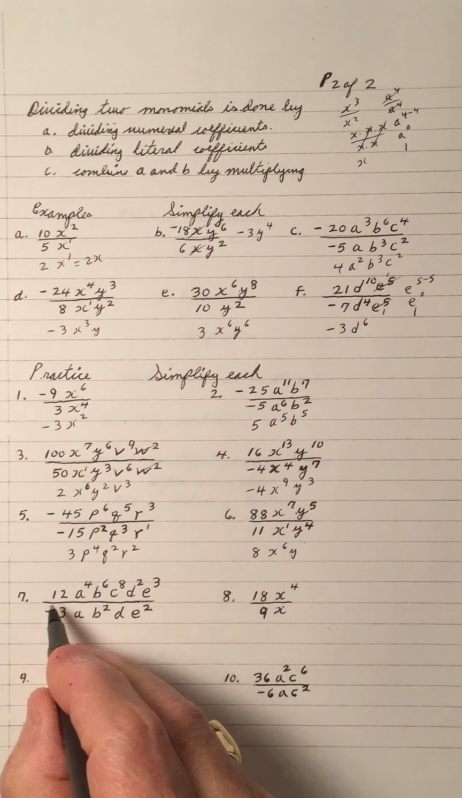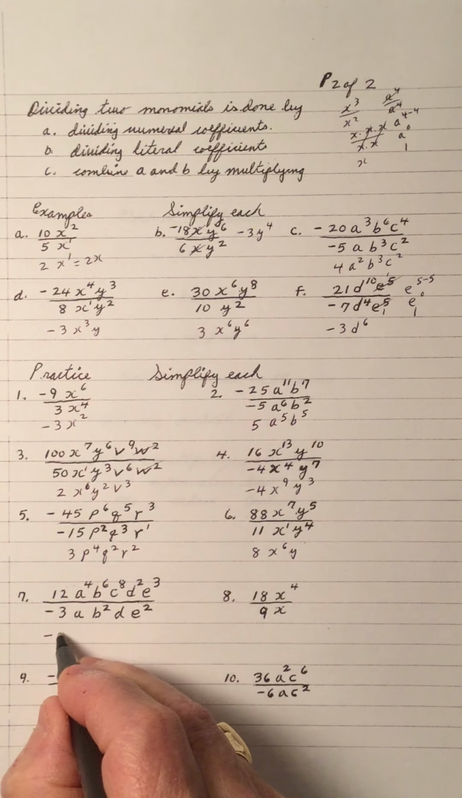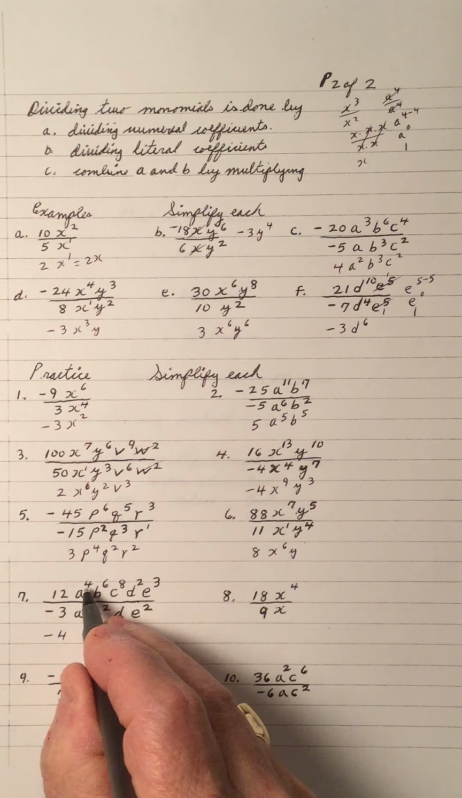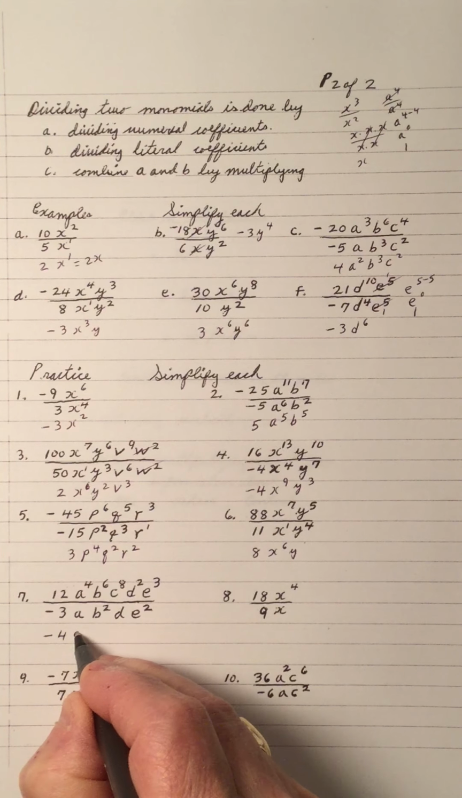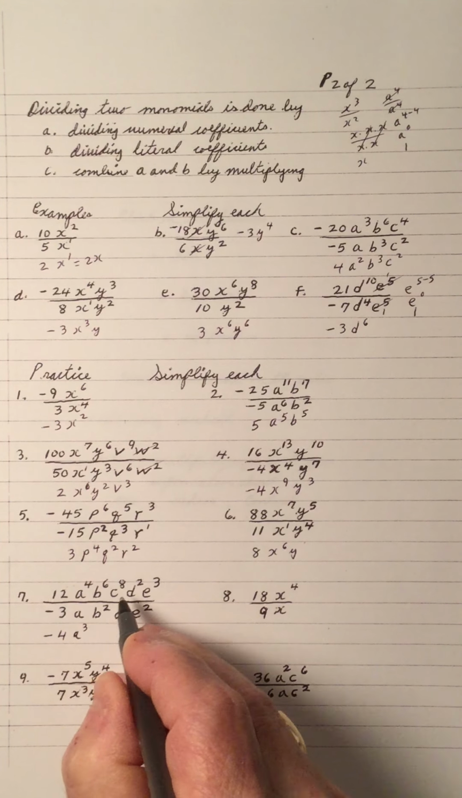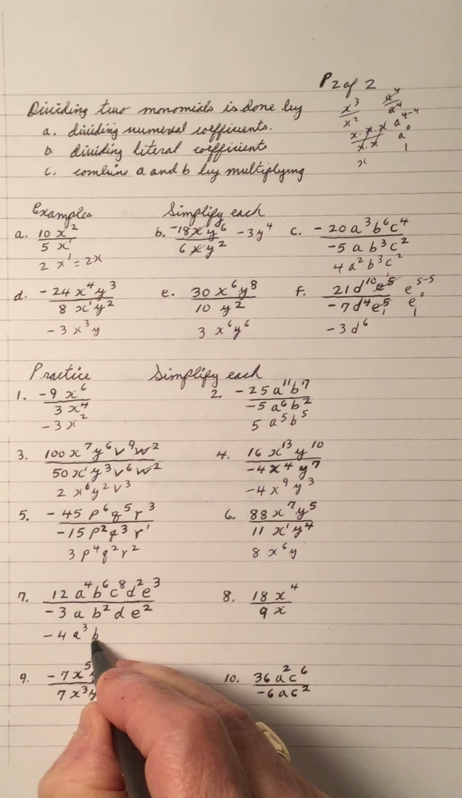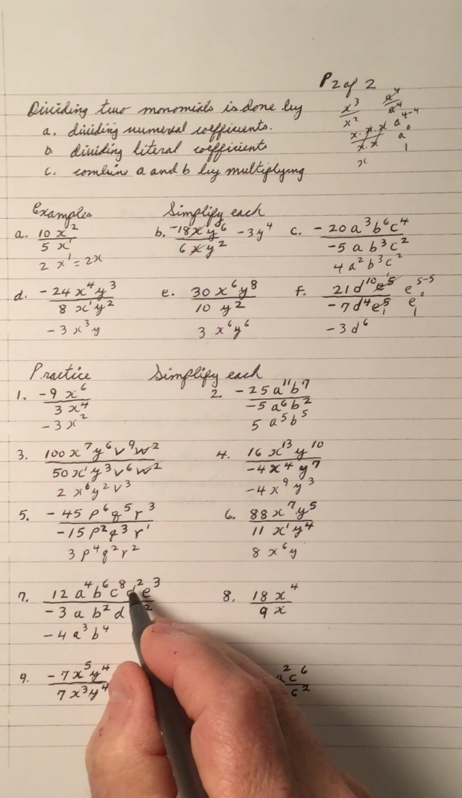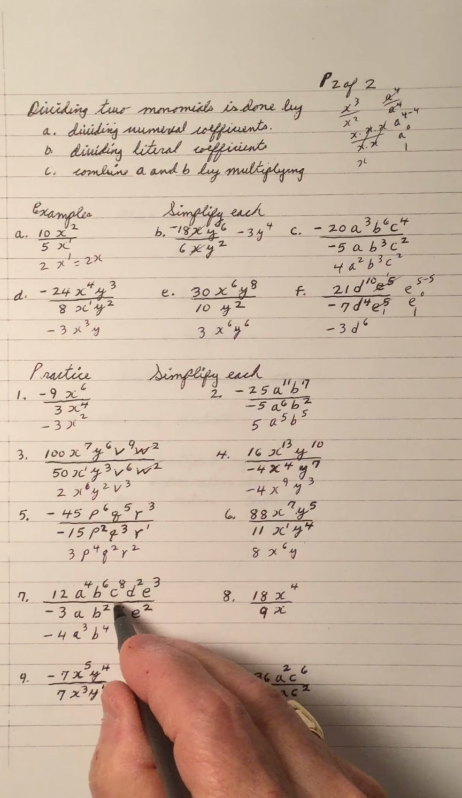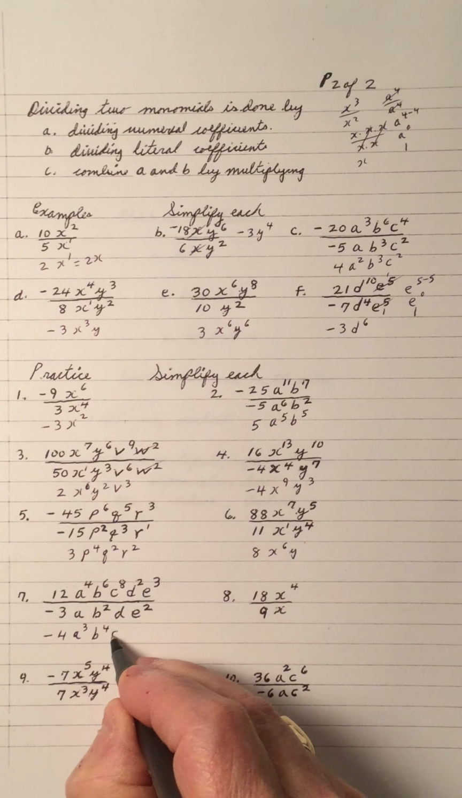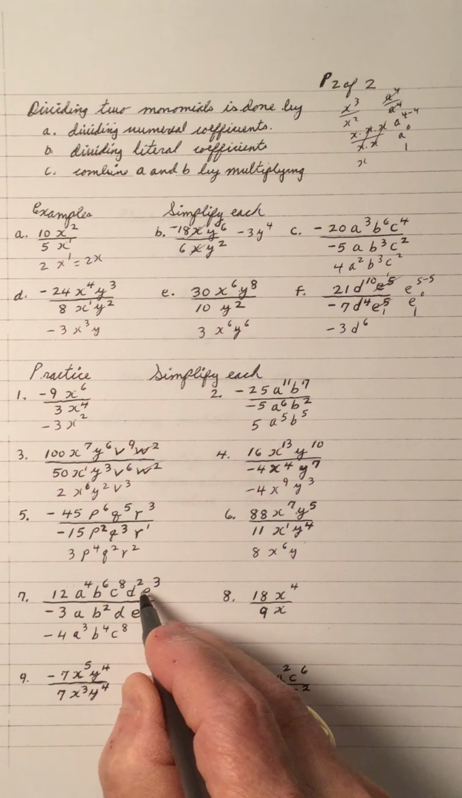Number 7, positive divided by negative is a negative. 12 divided by 3 is 4. 4 subtract 1 is 3. 6 subtract 2 is 4. And we don't have any C's on the bottom, so it stays as C to the 8th.